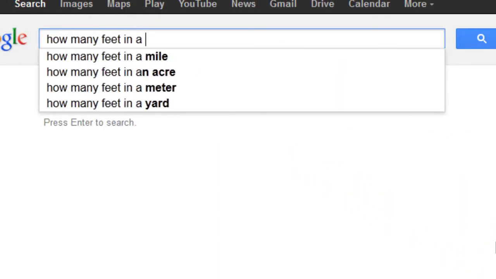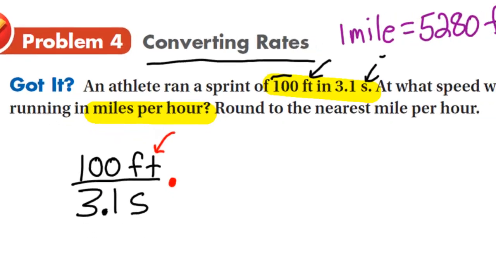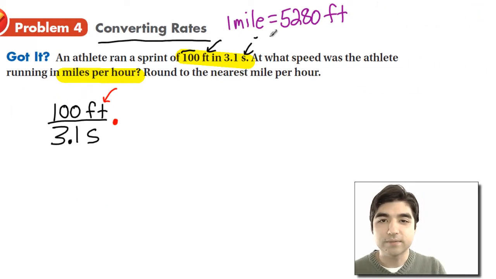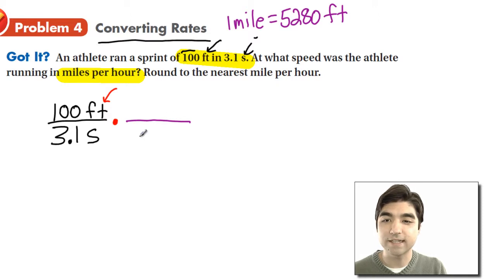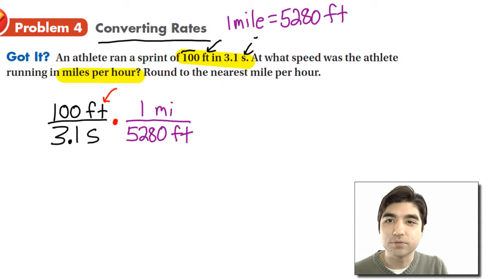So let's say I want to know how many feet in a mile. See that? When you type that into Google, it says 1 mile equals 5,280 feet. Cool. So that's one of them, 5,280 feet. Remember we need to decide, is the feet on the bottom or on the top? So I'm going to put the feet on the bottom. Do you know why? Because it allows us to cross out the feet and end up with miles, which is what we want.